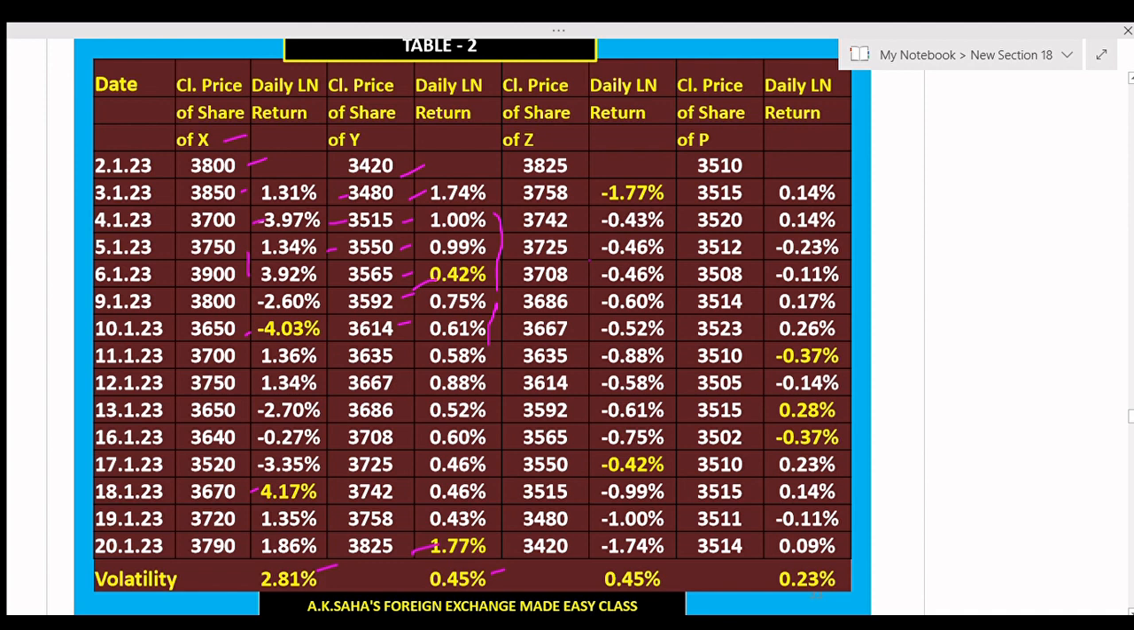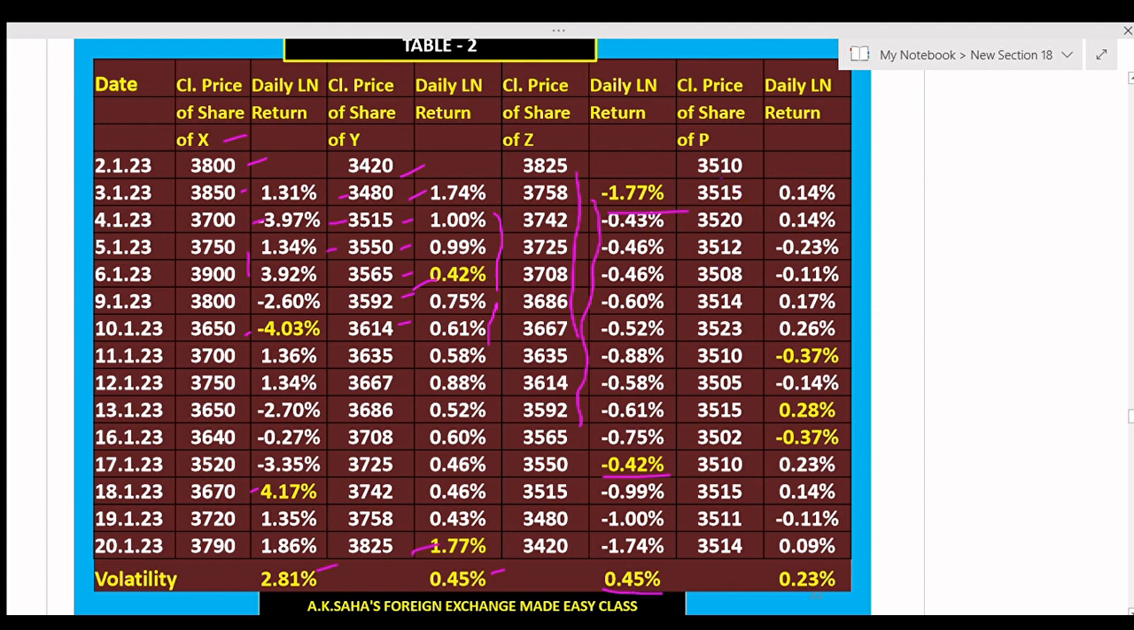Here you see for company Z, the price is decreasing day by day and the LN returns are negative. All are negative, and they vary from minus 0.42% to minus 1.77%, and the volatility is 0.45%.